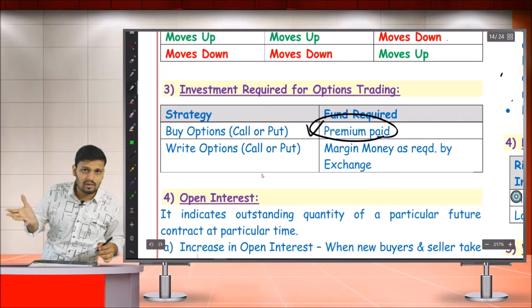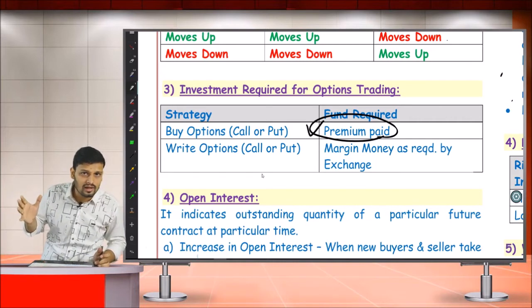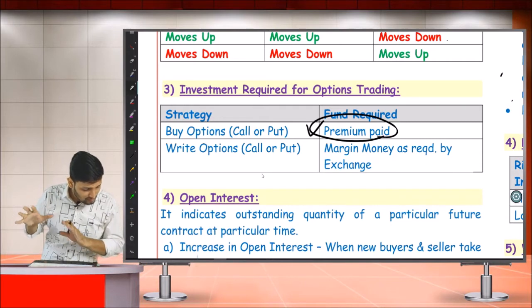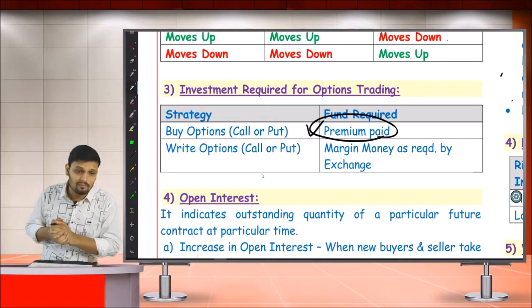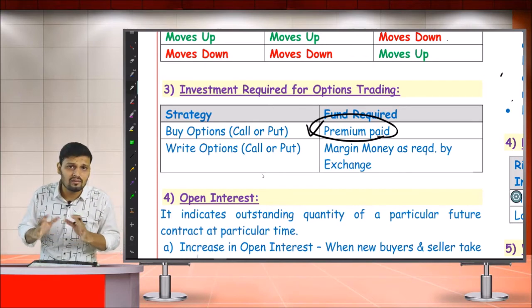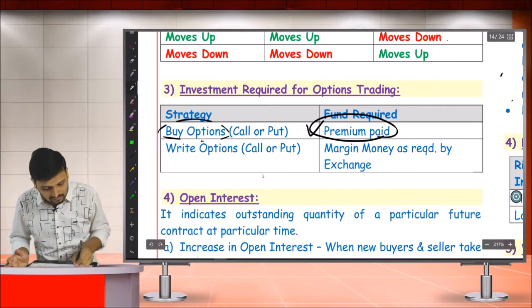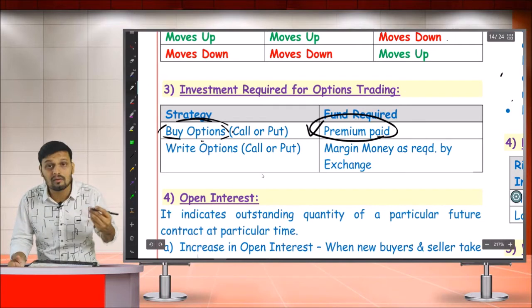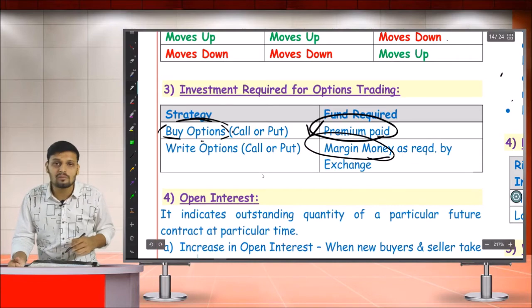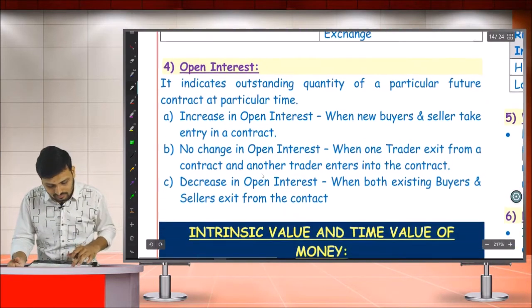Once you have paid the premium, that is the maximum loss you can incur, right? You will never incur anything more than the premium paid if you are a buyer of option. But if you are a seller of option, your maximum loss is unlimited. That is why from a seller of call option, we will charge margin money.